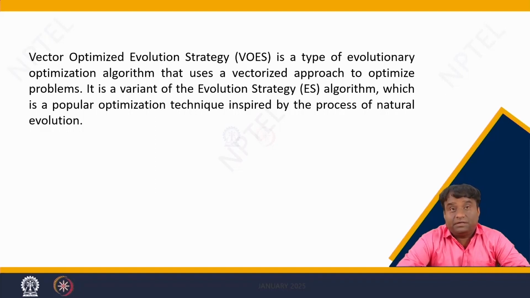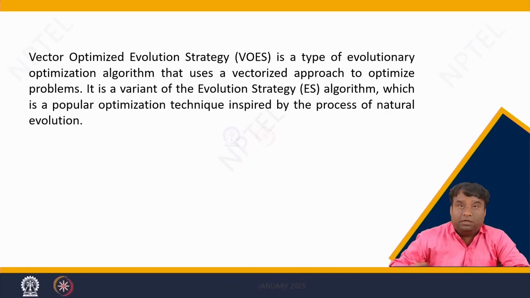The first one is the vector optimized evolution strategy, or VOES. VOES is a type of evolutionary optimization algorithm that uses a vectorized approach to optimize problems. It is a variant of the evolution strategy algorithm, which is a popular optimization technique inspired by the process of natural evolution.